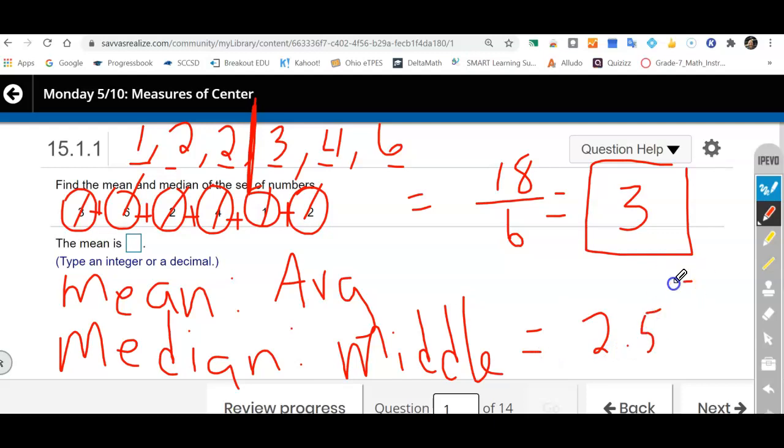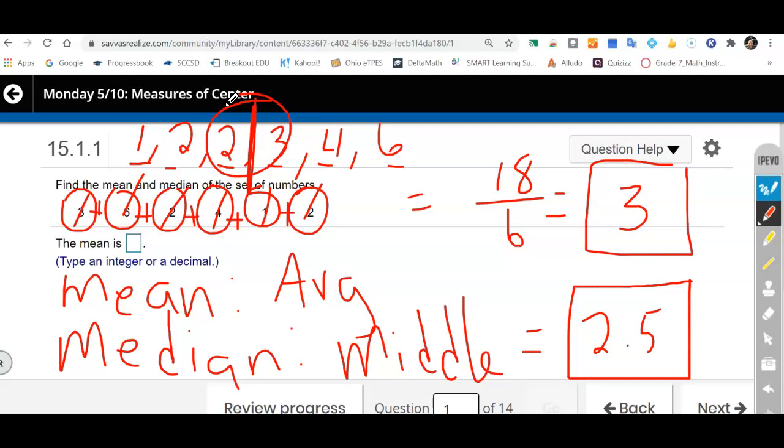2.5. Now what happens if you can't do that in your head? What do I do? If those numbers that it fell between were, there's a big gap, or even decimals, how would I find what number falls in between those two? You would just find the average of the two. So 2 plus 3 divided by 2. Okay? Questions on these two?